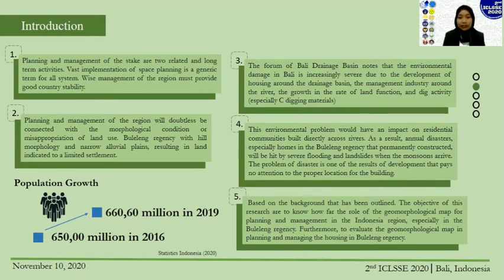until 2019. The Forum of Bali Drainage Basin notes that the environmental damage in Bali is increasingly severe due to the development of housing around the drainage basin, the management industry around the river, the growth in the rate of land function, and digging activity, especially sea digging materials. This environmental problem will have an impact on residential communities, both directly and across rivers. As a result, annual disasters, especially to homes in Buleleng Regency that are permanently constructed, will be hit by severe flooding and landslides when the monsoon arrives.